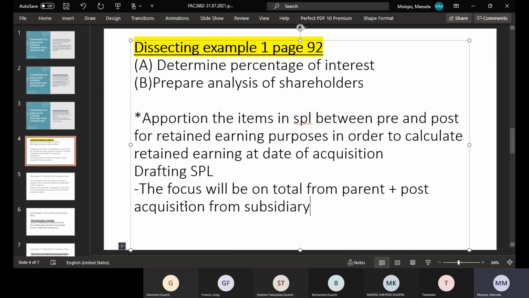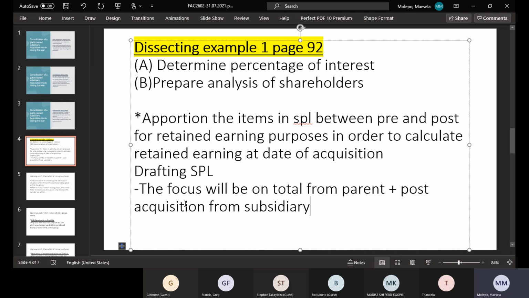Then we have income tax expense, which will be the 12,000 plus the half of the 4.2, which will be the 2.1. So 12,000 plus 2.1, they give you 14.1. So you say 255 less 14.1, they give you 241,400. So your total profit is regarded as 241,400.